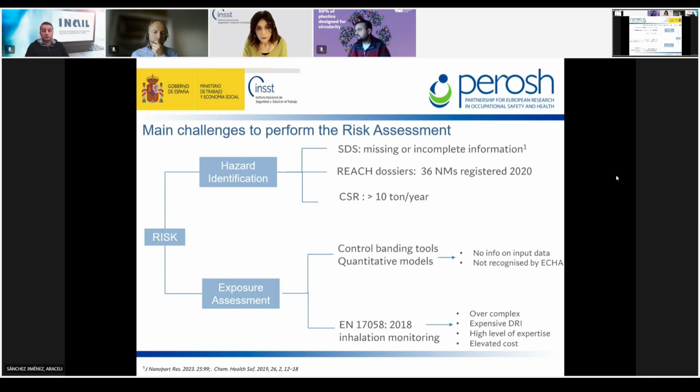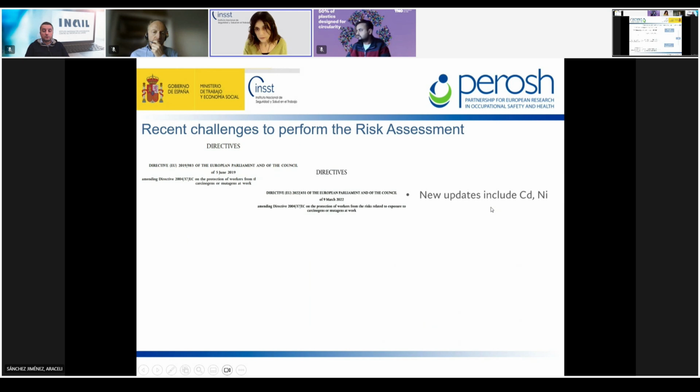And then the most recent challenges include the last updates on the carcinogens directive that include cadmium and nickel. And these two metals are commonly used in nanomaterials. Also, the introduction of new materials like advanced materials.